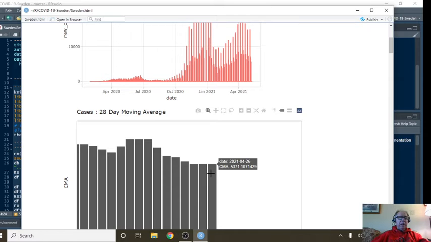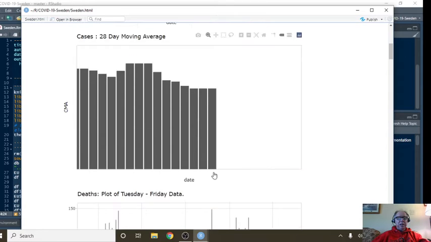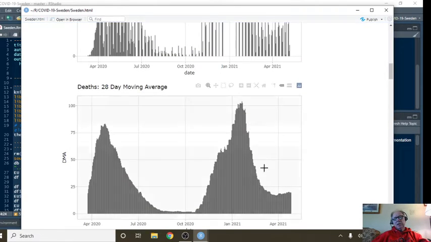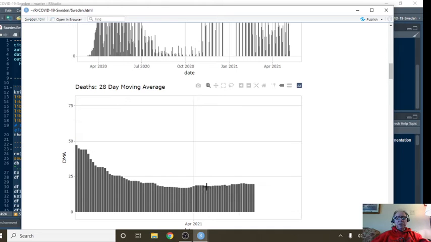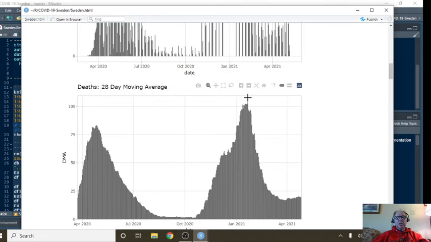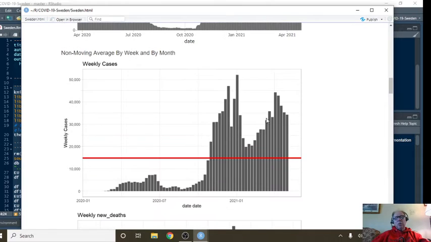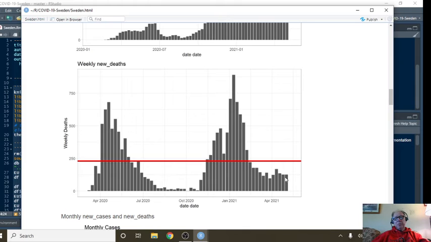For the 28-day period ending 4/26, you were averaging 5,371 cases per day. Now, this does appear to be showing a slight increase, but if you look over here, for the 28-day period ending 4/26, you were averaging 19.7 deaths, down from all the way up here. Weekly cases, you can see a nice little decline, a four-week decline here. Weekly deaths, well, maybe a three-week decline here, but still well below these numbers back over here, okay?